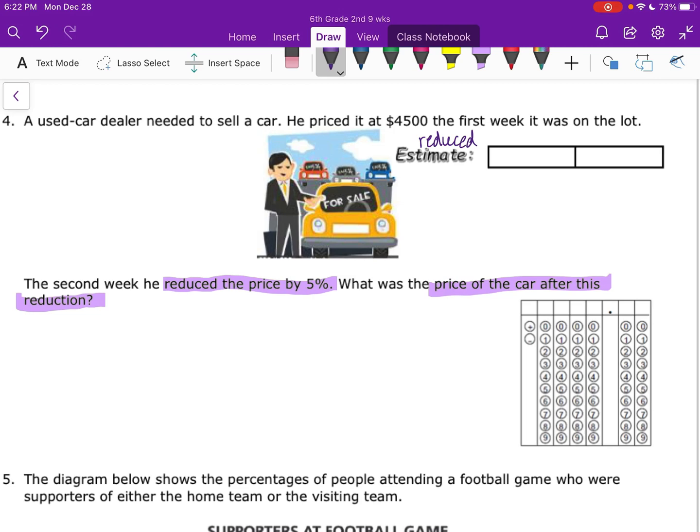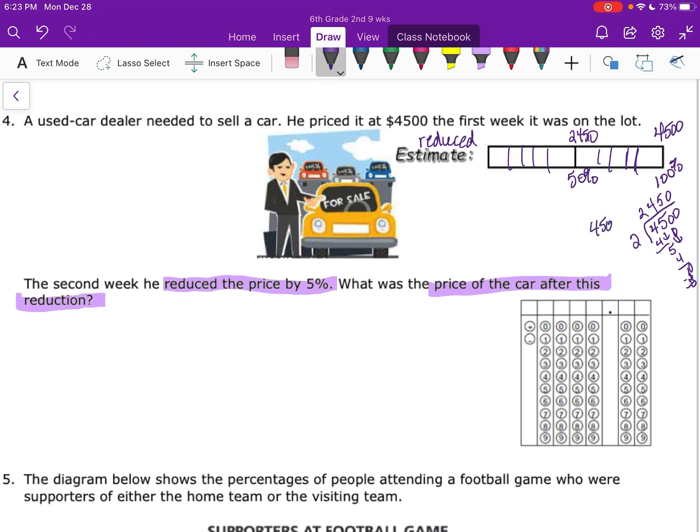Right? So he priced the car at $4,500. That was the 100%. And so half of that, I do not know what half of that is. $2,450 maybe? Let's see if I'm right. Yep. $2,450. Okay, so that's half. Well, 5% is way, way less than that, right? So we could look at our 10%, right?